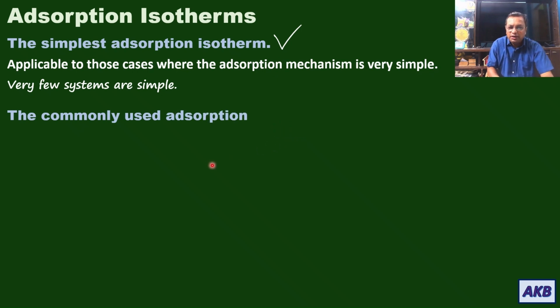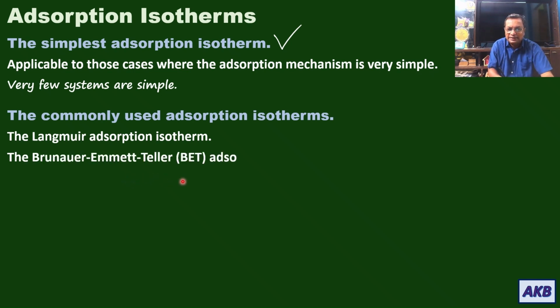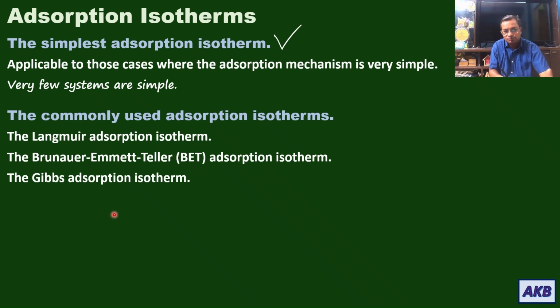Then the commonly used adsorption isotherms: you have the Langmuir adsorption isotherm, which I will be discussing in this video. Then you have the Brunauer, Emmett, Teller, that is the BET adsorption isotherm, which I will be discussing in my next video. Then you have the Gibbs adsorption isotherm. I will discuss it in my future videos. Now, what can you say about these three adsorption isotherms?